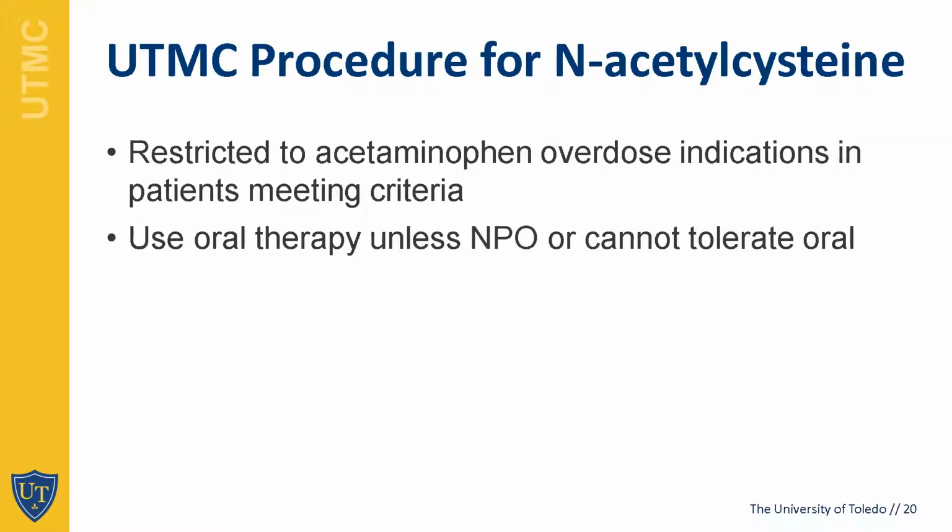So as far as the UTMC procedure for N-acetylcysteine, this drug is restricted to acetaminophen overdose indications in patients who meet criteria. This is important to note because there are other uses for N-acetylcysteine. Sometimes N-acetylcysteine is used to stabilize hepatocytes in patients with acute liver failure that we suspect are going to need transplanted. But as far as our procedure goes, we cannot use N-acetylcysteine for any other indication.